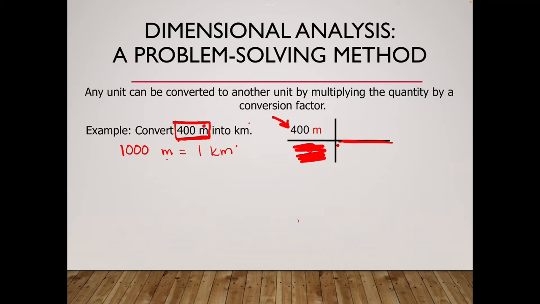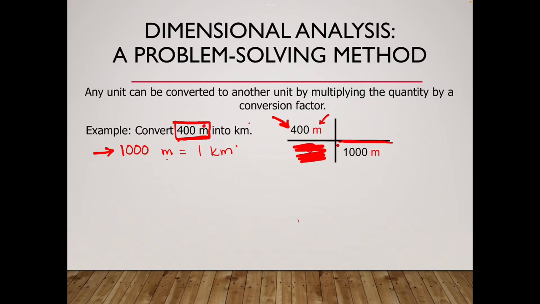So the way that we know which part of this equality will go on the bottom is we're going to look at the units. Do you see this is meters here? So the part with meters is going to go down on this bottom, right? So 1,000 meters will go on the bottom.